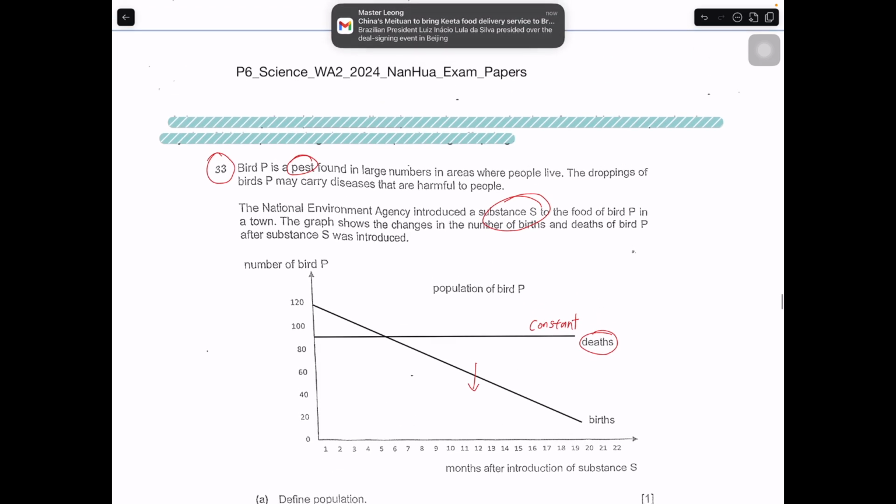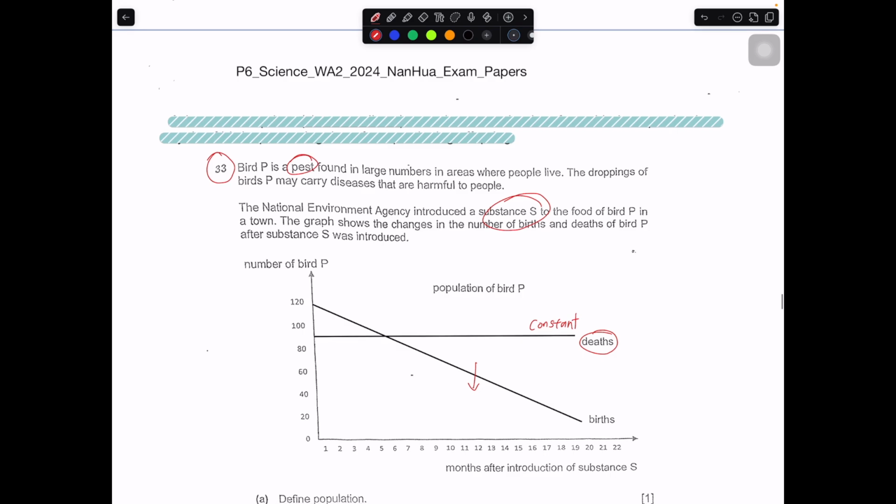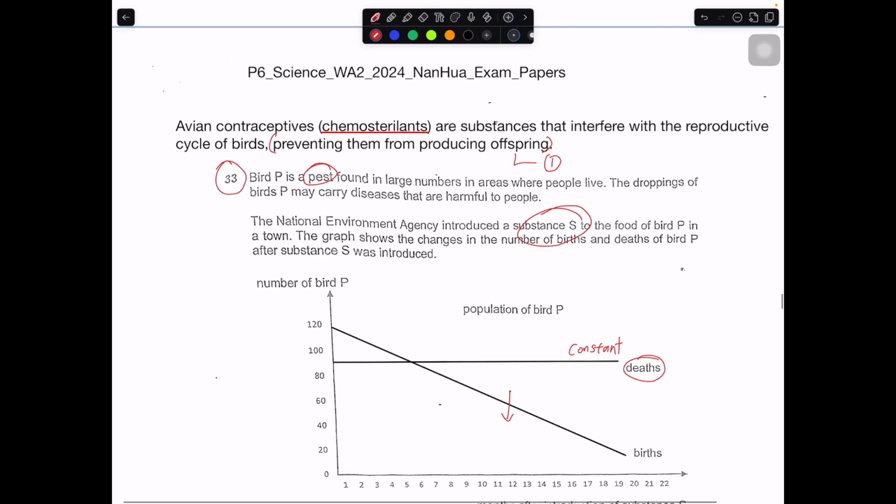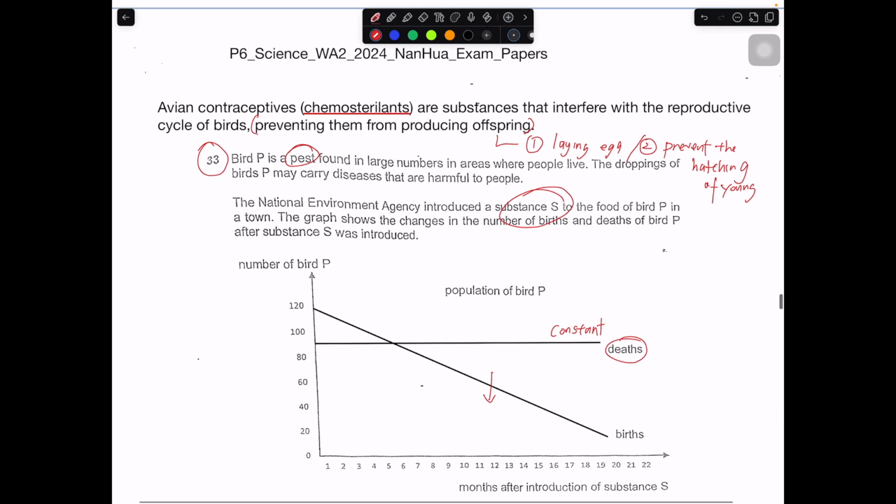To give you some more context, this substance S is more like an avian contraceptive. Basically it's a chemical sterilant, a substance that will interfere with the reproductive cycle of birds, preventing them from producing offspring. Number one, it can prevent them from laying eggs. Number two, after the eggs are laid, it can prevent the hatching of the young. These are two ways you can look at it. Maybe the birds can lay eggs but the eggs cannot hatch, or worst come to worst, the birds cannot even lay eggs. This is how substance S works in a real life scenario.